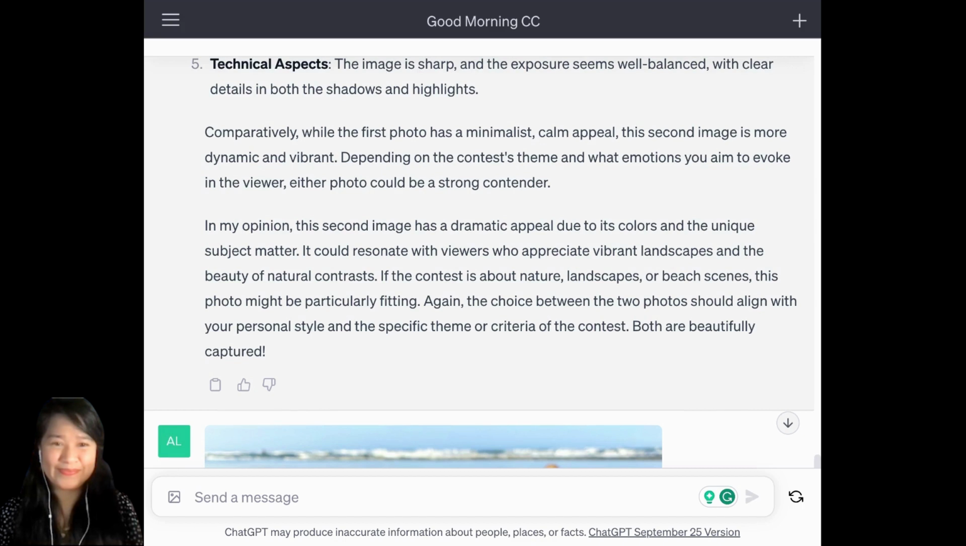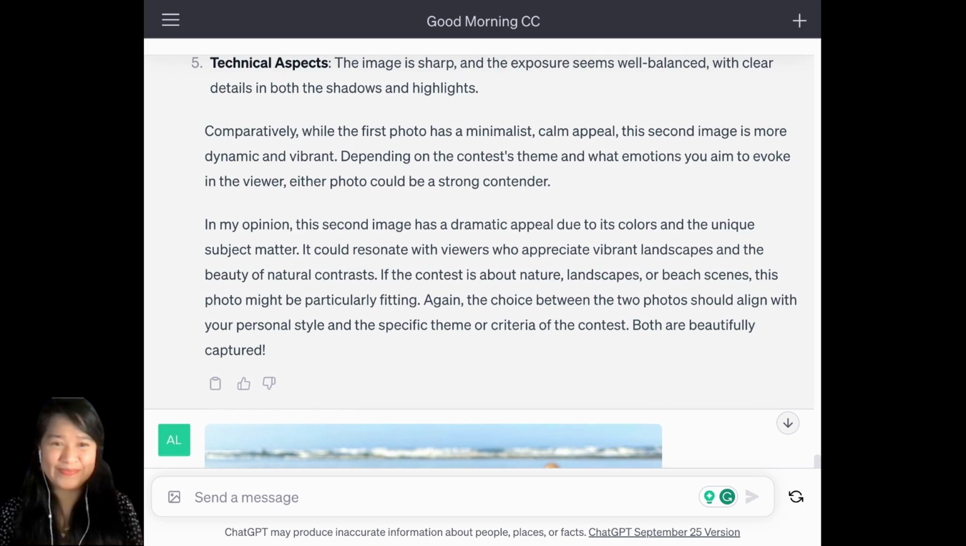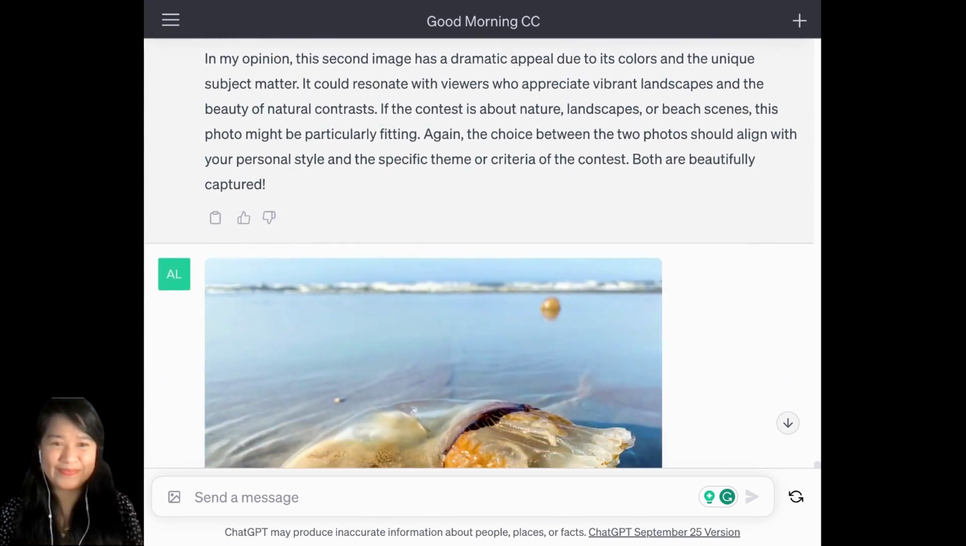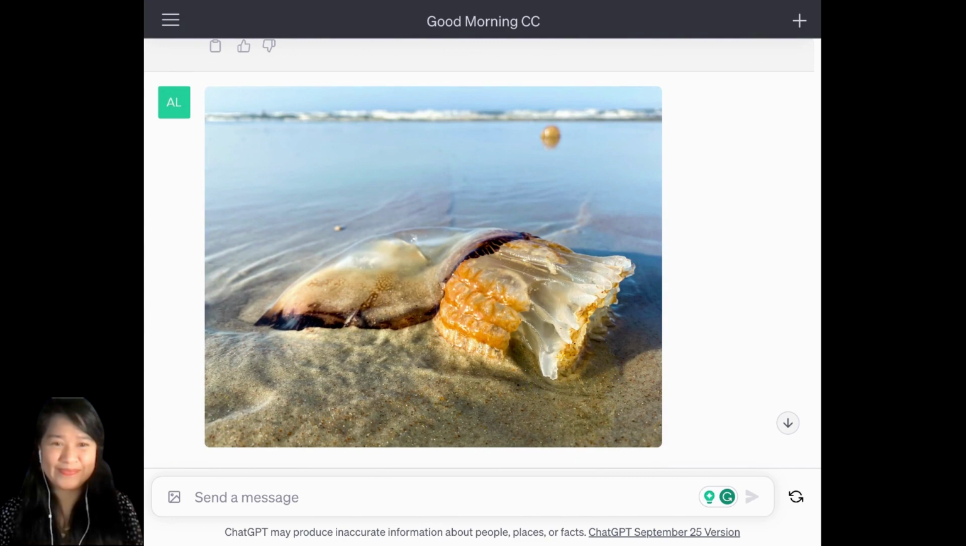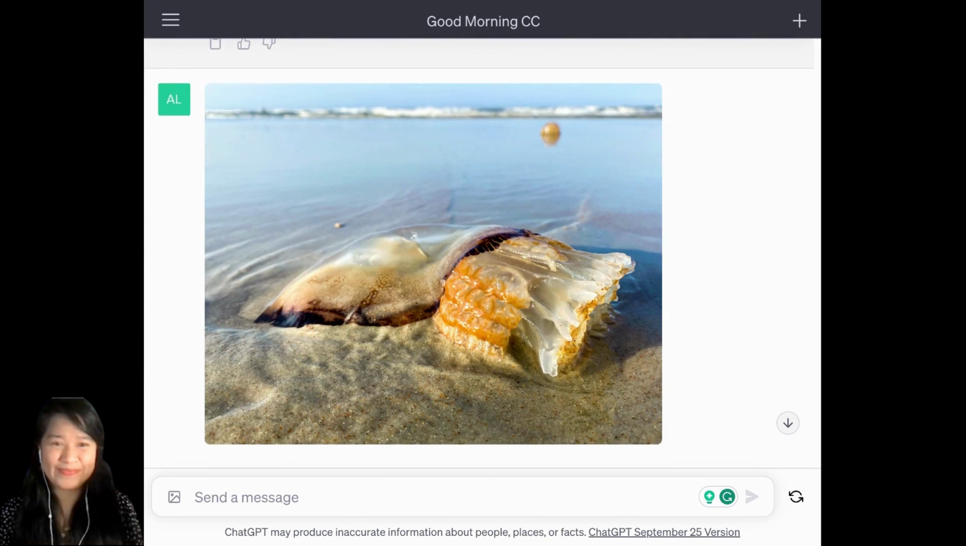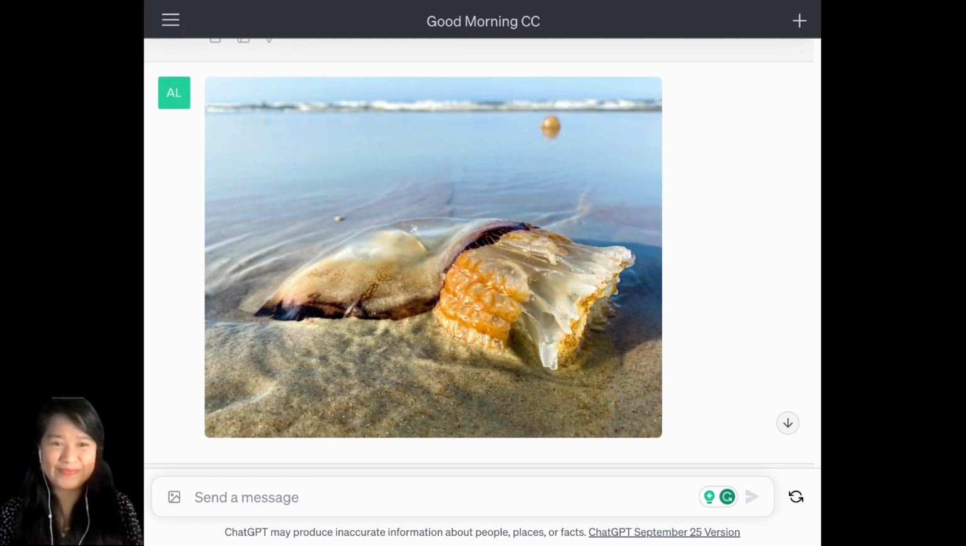I agree with whatever Sissy said over here. Although I feel like the second image, the seaweed, is better just because I think it might resonate with more people compared to the first one. And then after that, I just upload an image. Okay, just remember, the purpose of this video is I just want to show you that ChatGPT can analyze your photo. So if you want to do something similar, you just upload a photo and then it will do the job for you.